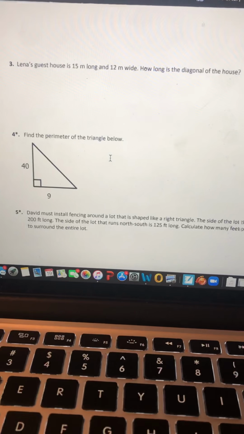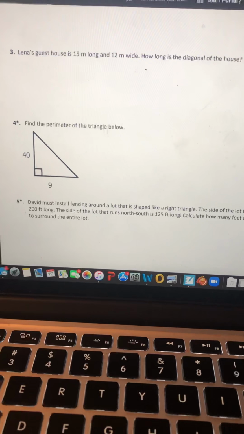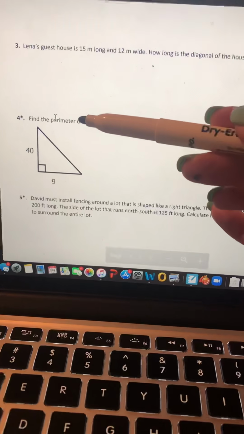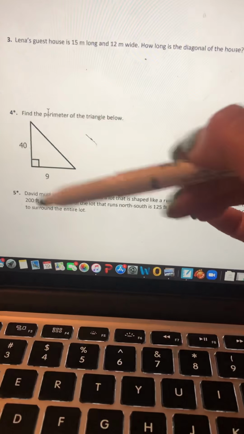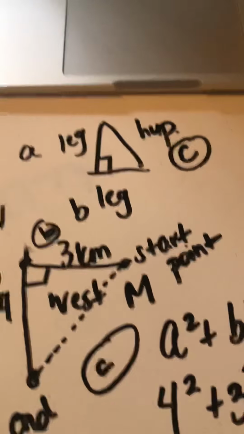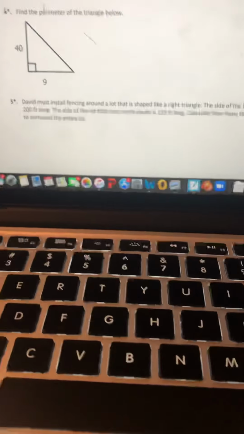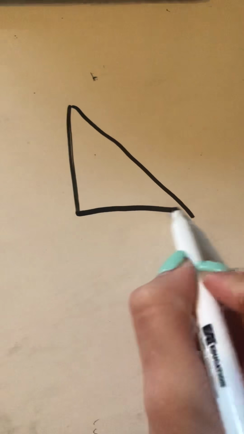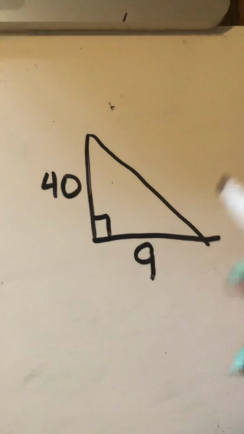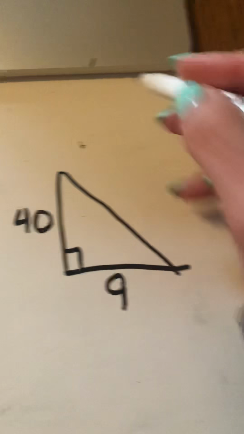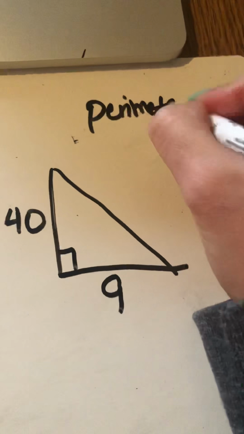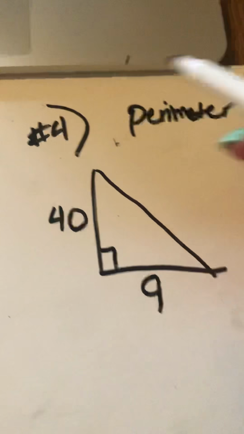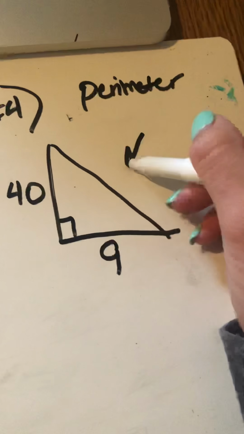I'll do number 4. Find the perimeter of the triangle. If you want to find perimeter, you're adding up all the sides. So let's start with that one. We have a triangle that looks like this. All right, we got a 40, we got 9. I don't know this one, but they're asking me to find the perimeter. This is number 4 that I'm reviewing with you, okay? So first, you clearly need this one.